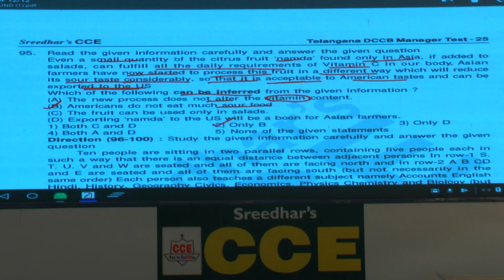B and C is not there, B and D is not there, isn't it? Hence B is your inference, and along with this B, something else should be there, but it is not there. The fruit can be used only in salads. Where this fruit will be used, that is not clearly known, isn't it? The fruit exporting Namda to the US will be a boon for Asian farmers, whether it will be a boon or not, that information is also not sufficient. Hence, what is your answer? Only B.